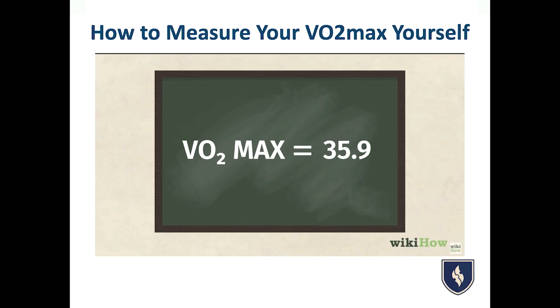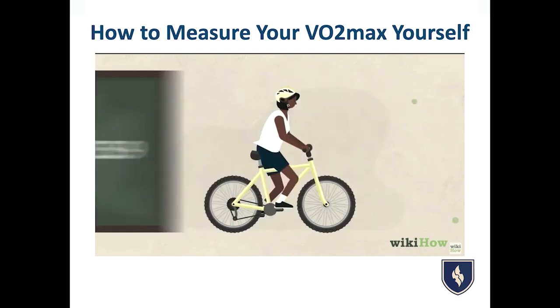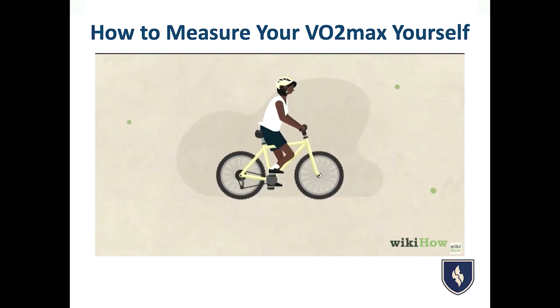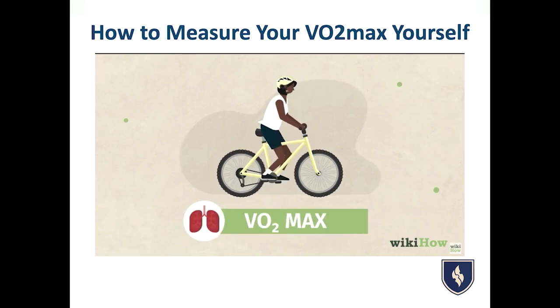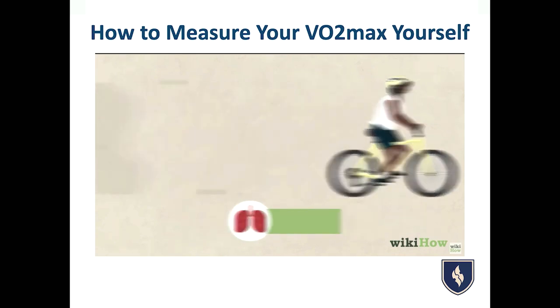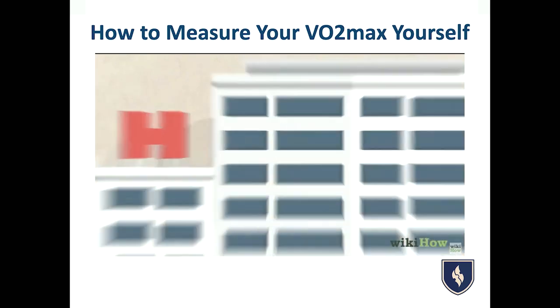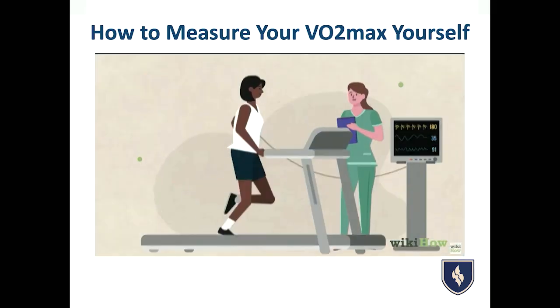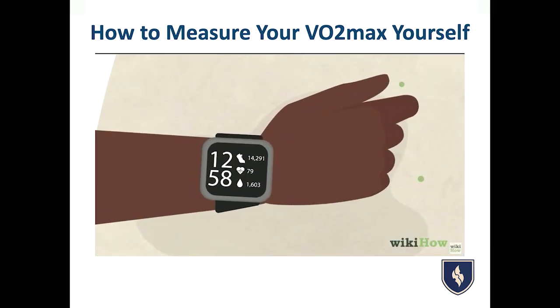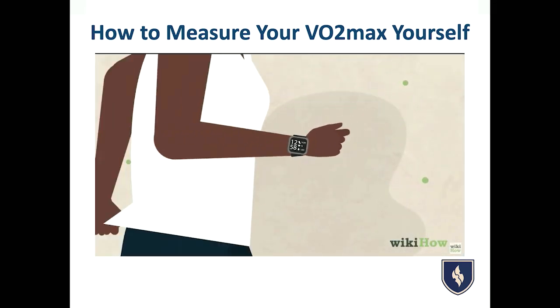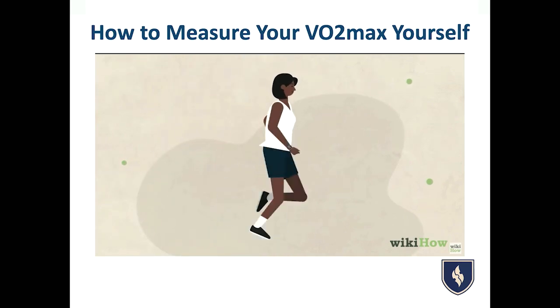Therefore, your VO2 max would be 35.9. The higher your score, the more in shape you are. If you want a precise measurement of your VO2 max, contact a sports medicine facility and complete a stress test. There are also fitness trackers, like a Fitbit or athletic watch, that you can use to monitor your VO2 max while you work out.